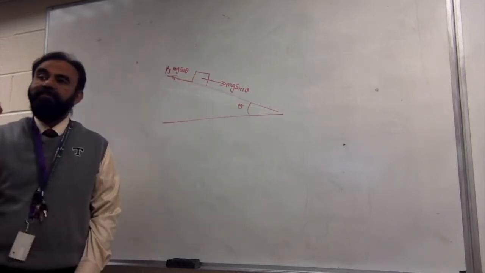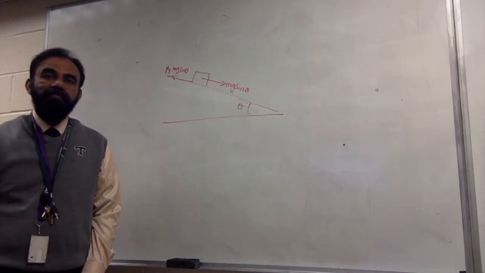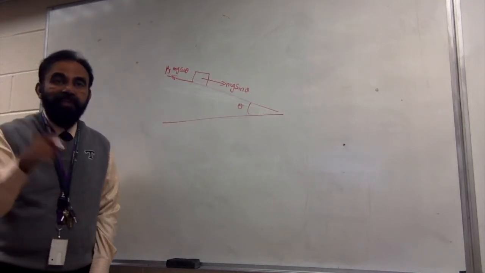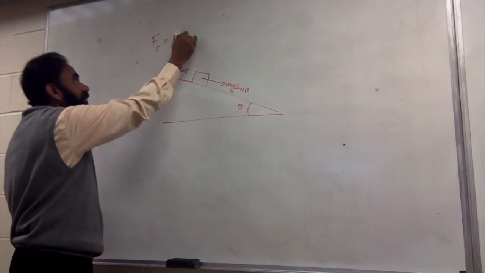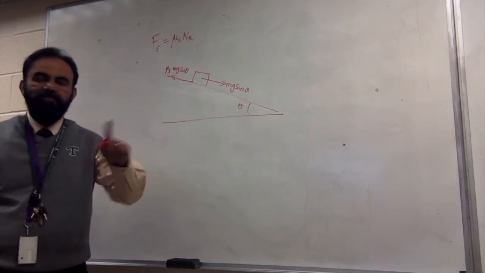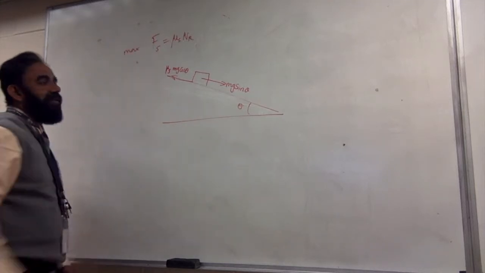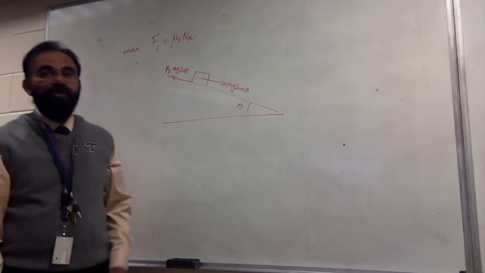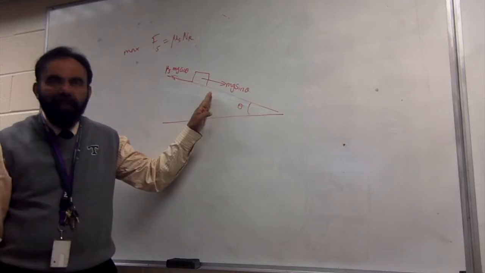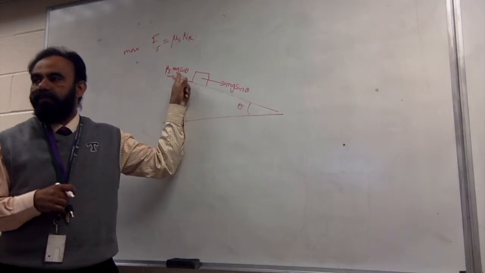Is that clear? That is a limiting value, the maximum value. The maximum value of static friction is mu s times normal reaction. That's a maximum value. This is the maximum static friction, the limiting value of static friction. So the moment it started slipping, it implies that this just overcame that.